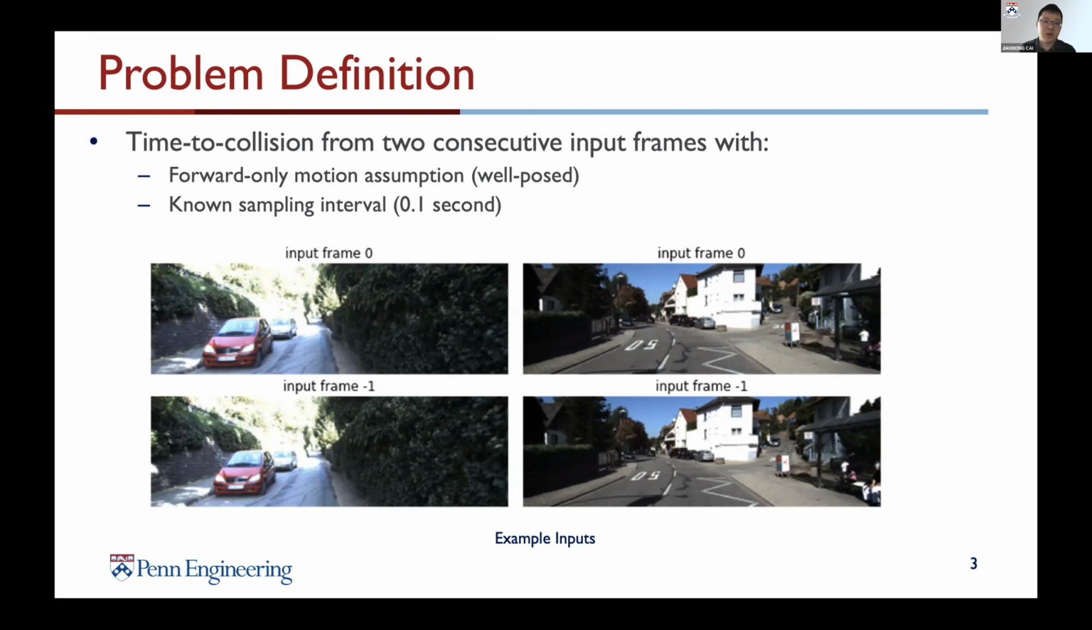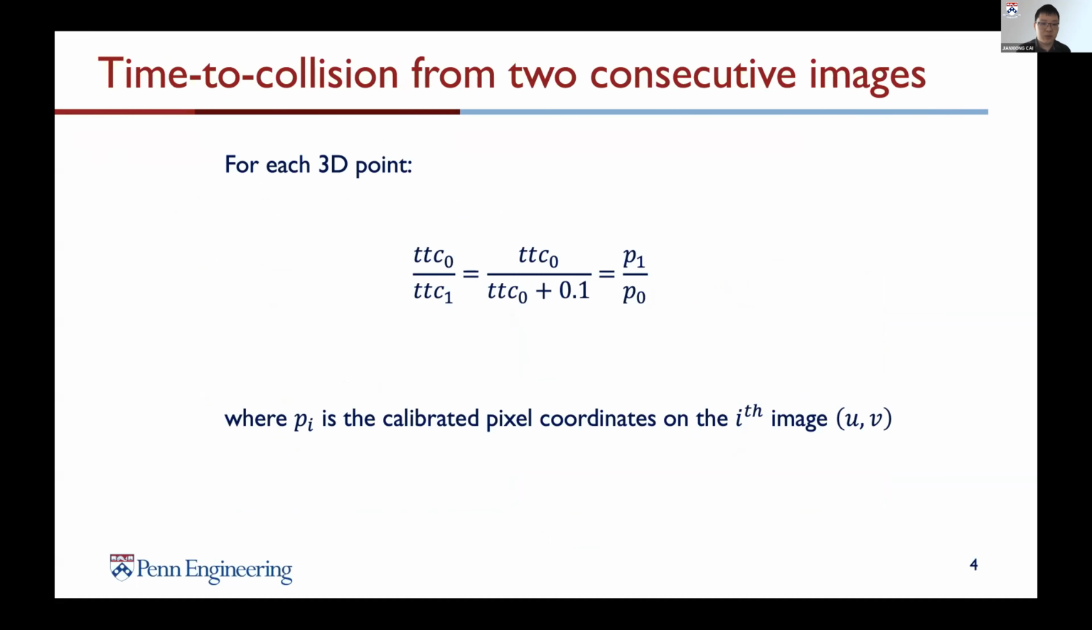In addition to that, we also assume forward-only motion. This basically means that the vehicle will not turn; it goes straight forward in a straight line. The reason for accepting this assumption is, first, it dramatically reduces the problem complexity so that we can employ a much faster network for online robotics applications. Next, if we accept this assumption, the problem is well-posed. By well-posed, I mean the problem is solvable without additional input or assuming any prior knowledge. It is solvable with only these two input frames and the known sampling interval.